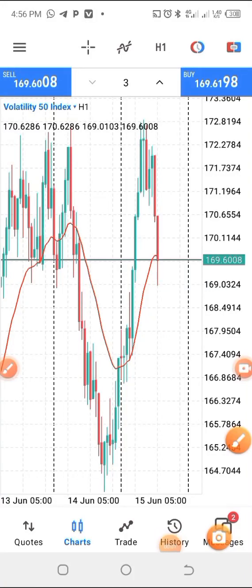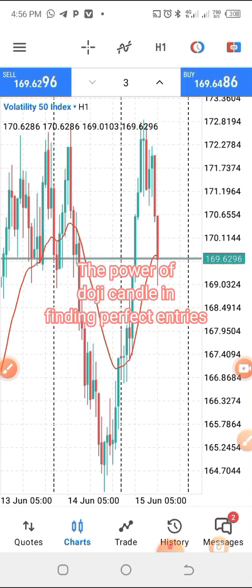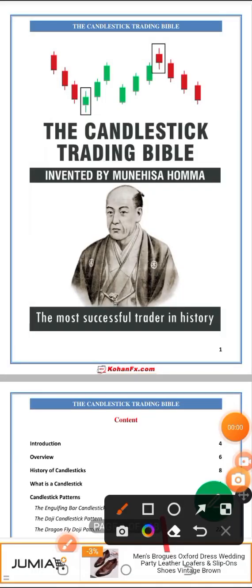Today's video, we are going to look at the power of the Doji candle and how to use it to find perfect entries in forex trading, and it works in the forex market, the stock market, the crypto market, and the indices. All right, so we are going to look at what it is, how it works, and how you can use it in forex trading. Right, so let's go right away to the Candlestick Trading Bible.